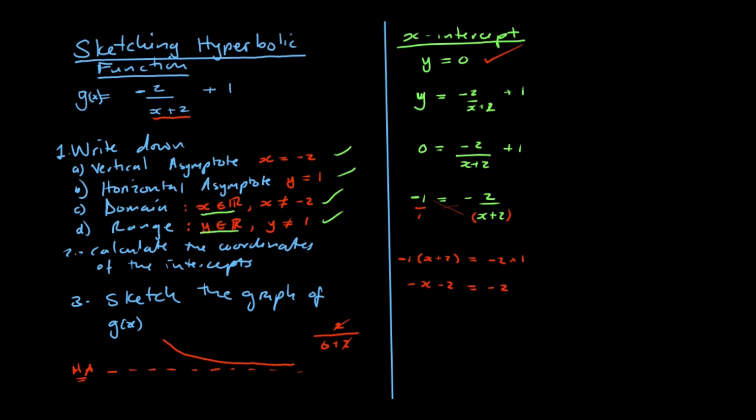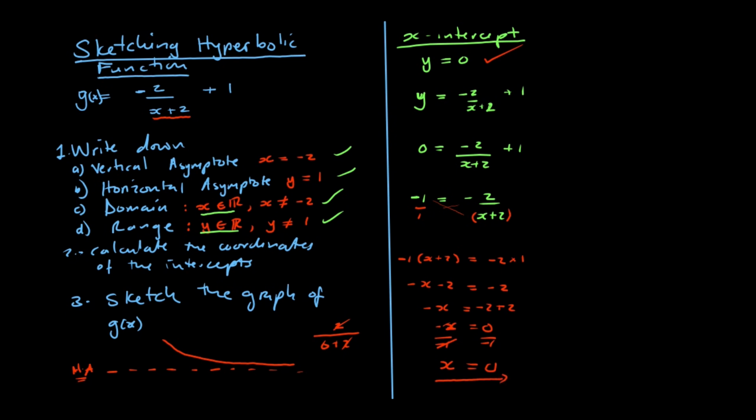Then we take this to the other side, we get minus x is equal to negative 2 plus 2. So minus x actually is equal to 0. Divide both sides by negative 1. X is equal to 0.